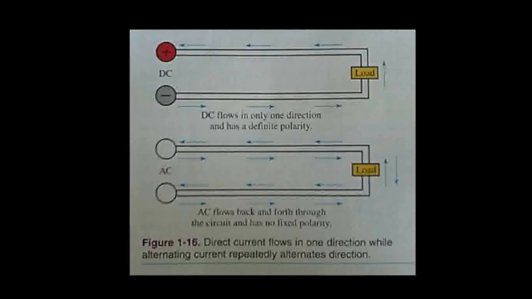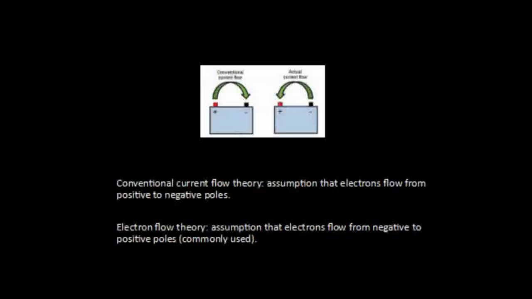The terms cycle and hertz are used to describe how fast the current is alternating or changing direction in the circuit. A 60 cycle AC circuit operating at 60 Hz changes direction 120 times per second. This is the standard for AC in the United States.